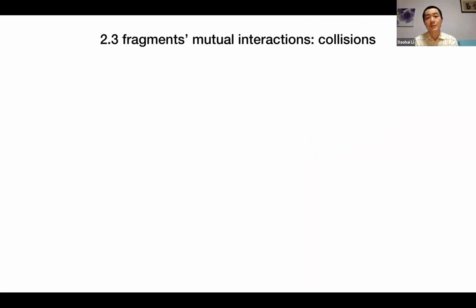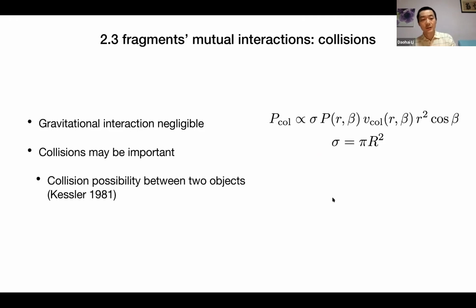Finally, we have the fragments' mutual interactions, which is collisions in this case. Because the velocity dispersion between the fragments is so high, we can safely ignore the gravitational interactions, but collisions may be important. So here we estimate the collision probability between two objects following Tesla, and the probability can be expressed in this way. So this sigma is just the physical collision cross-section, and this p is the chance that we have two objects at a radius of r and a latitude of beta, and this v collision is the collision velocity.